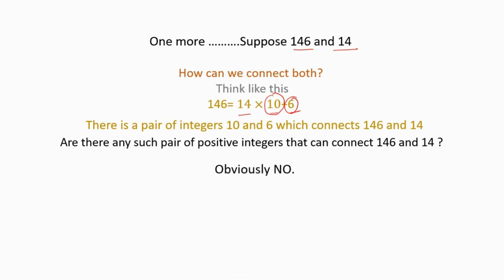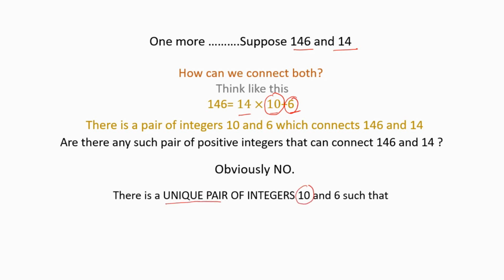Obviously no. That's why we use the words unique pair of integers. What is that pair? 10 and 6. This pair is unique, such that 146 is equal to 14 tens plus 6. Here 6 is not 0, of course. That's why it's more than 0 and less than 14. I think now you understood these relations. Okay, let me deal with it differently.